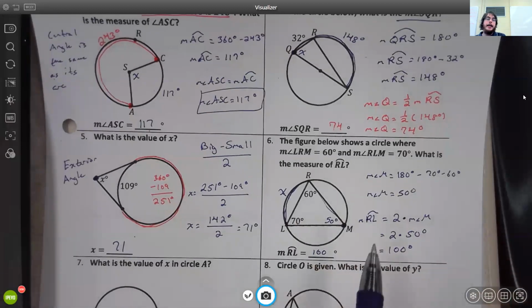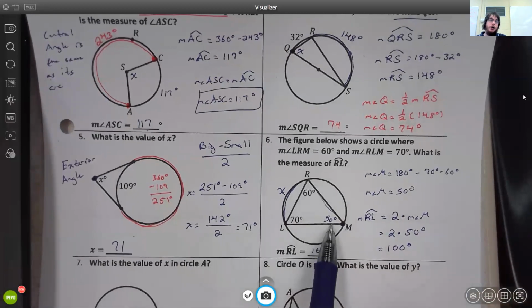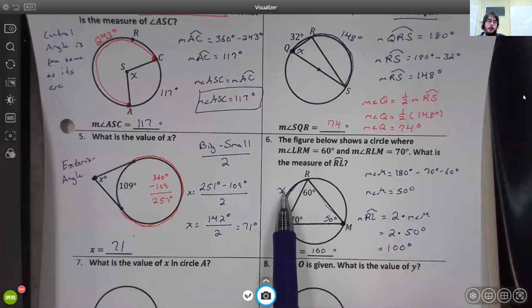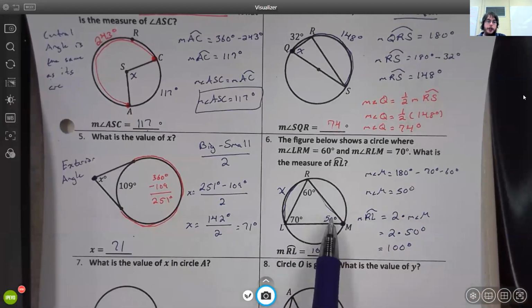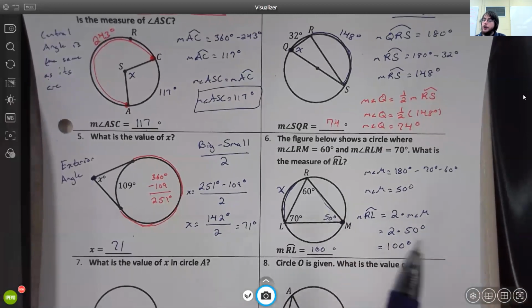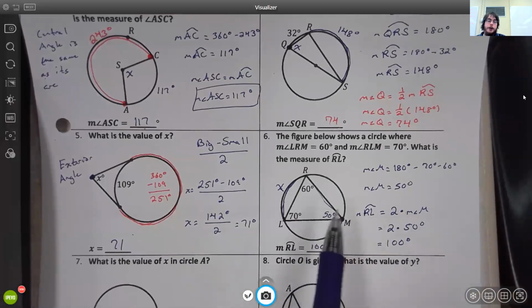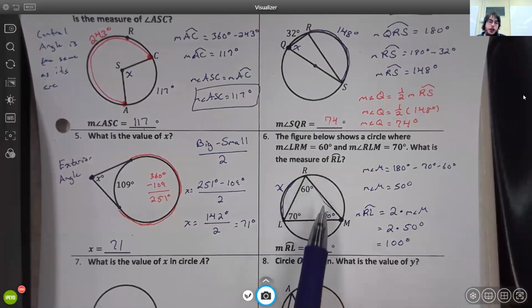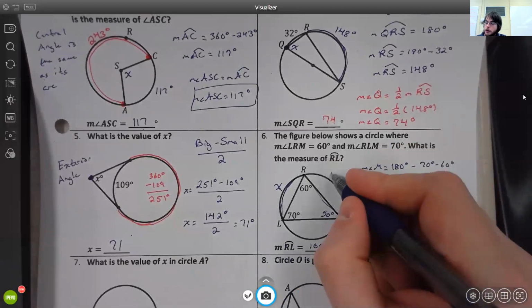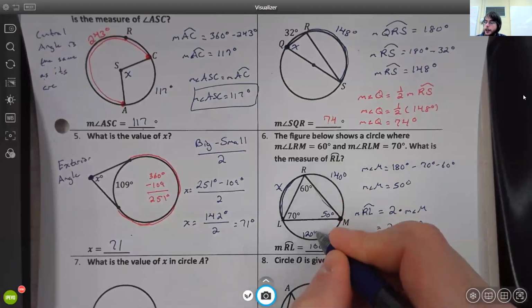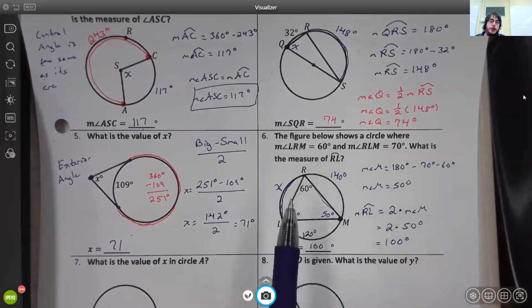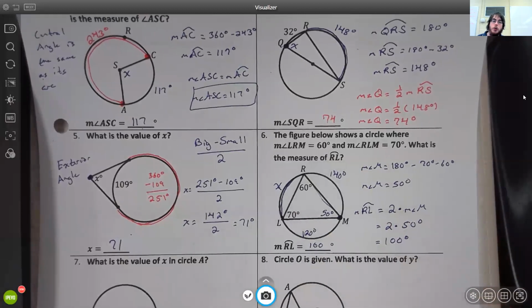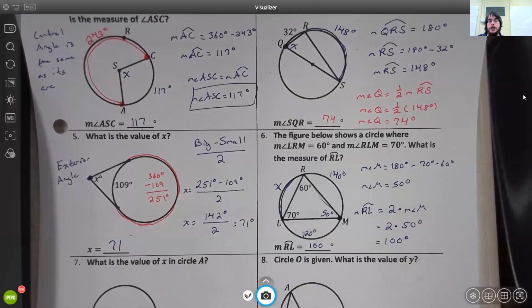Now the reason we could say that is because we know the angle is half of what the arc is. So what number is 50 1/2 of? That would be 100. The other way you could have done this is you didn't have to find 50. You knew that R is an inscribed angle here, so this would be 120, and this would be 140. And if you took these two and subtracted them from 360, you would get 100 there as well. So either way is a valid strategy.